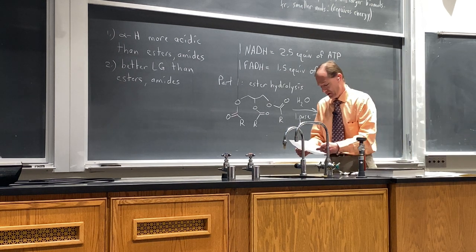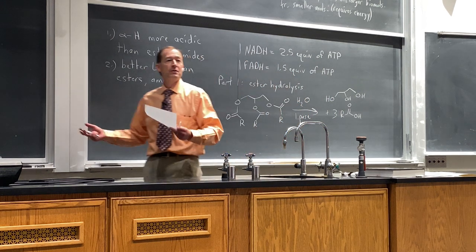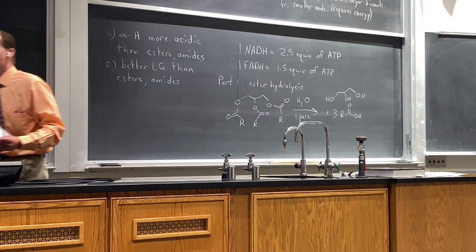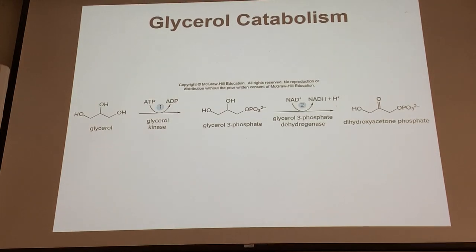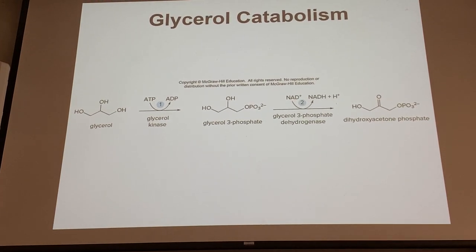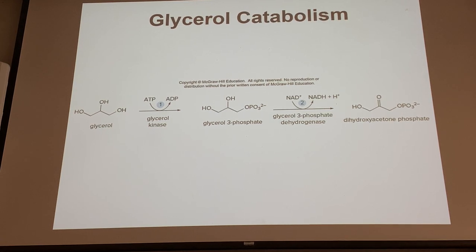Okay, and then part 2 is going to involve the glycerol, what the glycerol gets turned into, catabolism of glycerol, and that's a 2-step process. We're going to use a kinase. Kinases are enzymes that attach phosphate groups. So the kinase is going to attach a phosphate group to the glycerol, giving glycerol 3-phosphate.